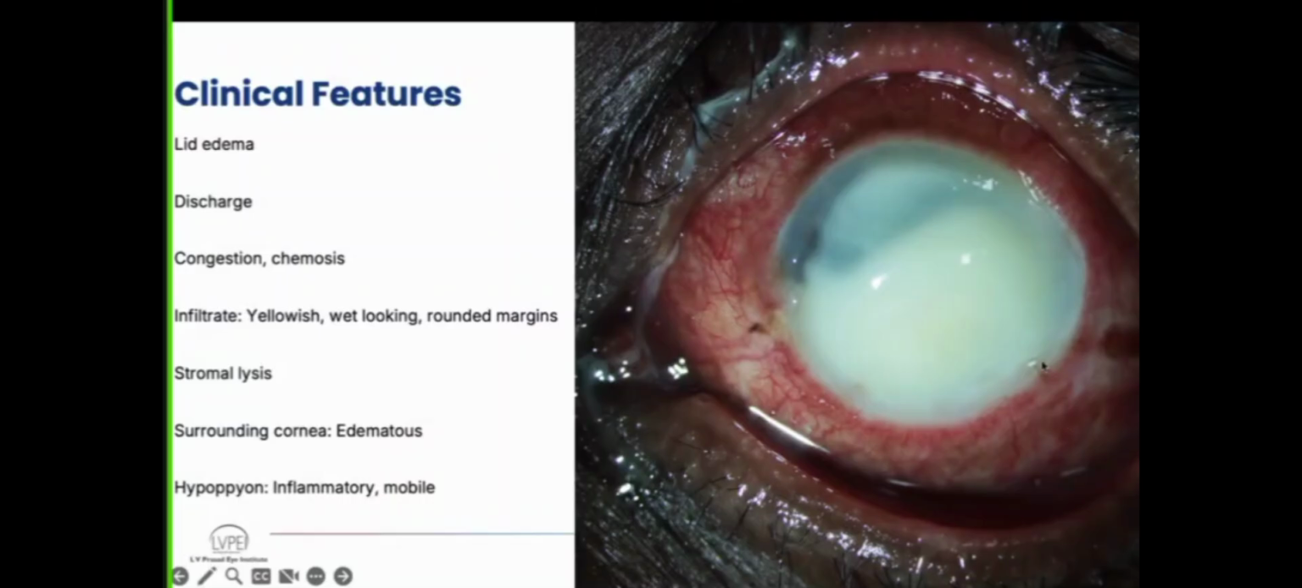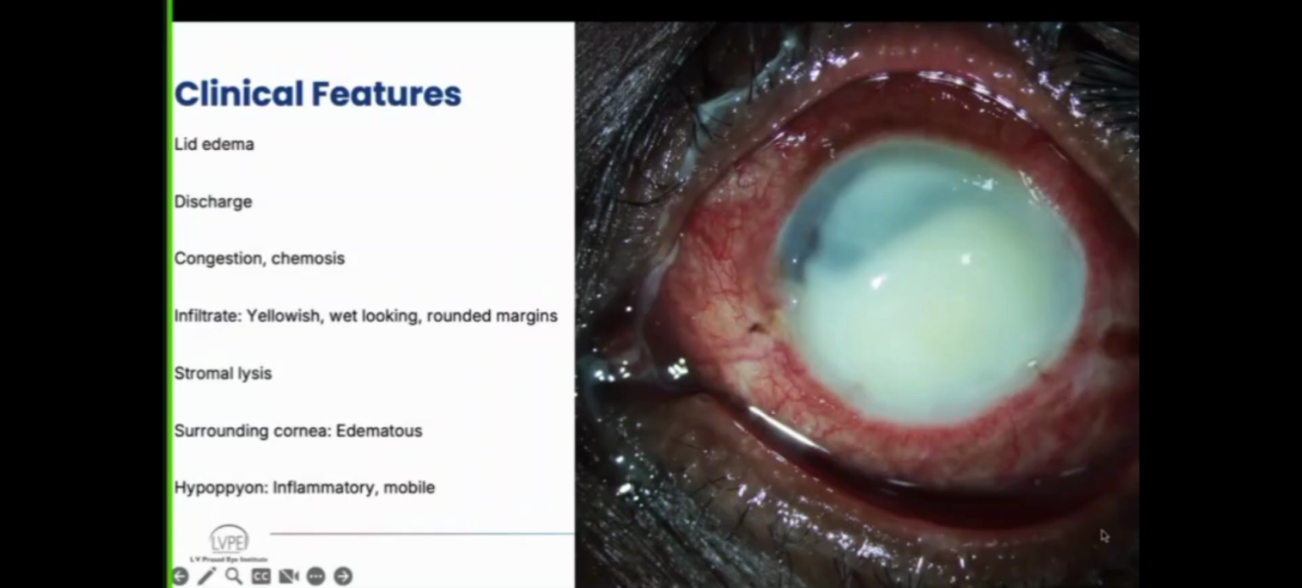So as you can see, it is a roughly circular infiltrate which is quite large in size, and there is a clearing noted just below the area where there are two reflections. That is because there is a lot of corneal thinning in that area, which we know as stromal lysis. The surrounding cornea is often edematous because there is a lot of inflammation in the area surrounding the infection, and the hypopyon is inflammatory. The organism cannot directly penetrate into the anterior chamber, and therefore the hypopyon is usually inflammatory and it is mobile.